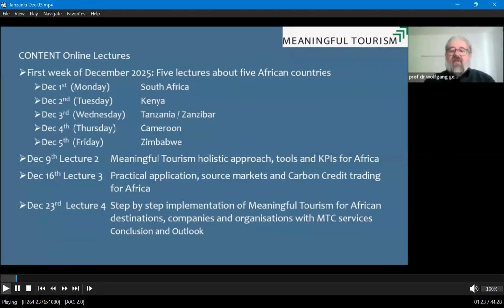And then on December 9, 16, and 23, we will have once a week another lecture where we will look for the African continent more specifically at what the meaningful tourism approach is, what the tools are, what the key performance indicators are, and in the next week we will talk about how to apply this practically in tourism, what the specifics about soft markets are, and also we will have a special topic, carbon credits trading for Africa, which in the first lecture today we will have only briefly. And finally, we will look in the last lecture at the step-by-step implementation of ecotourism for African destinations, companies, and organizations. And of course, we will have a conclusion and outlook.